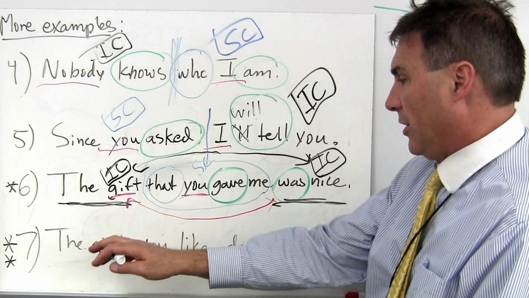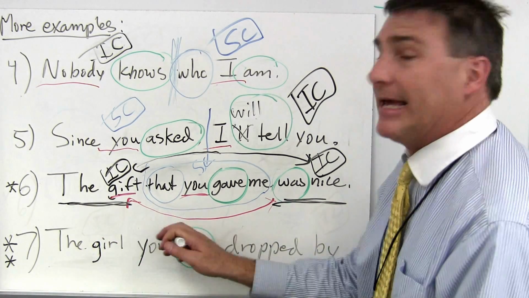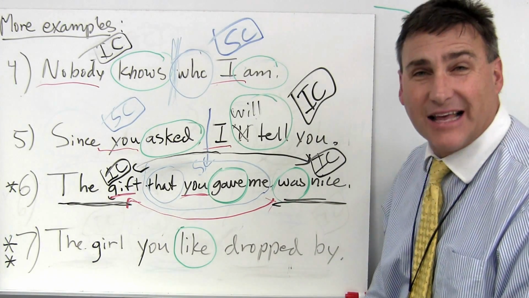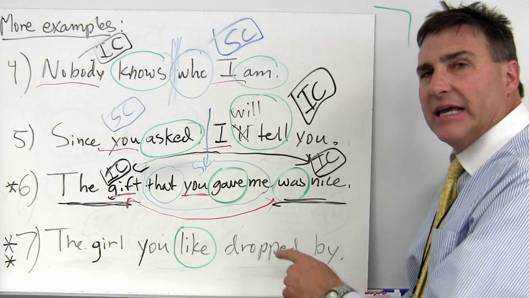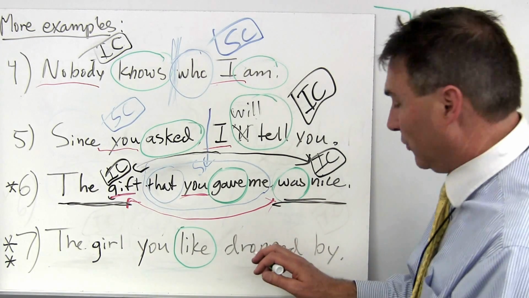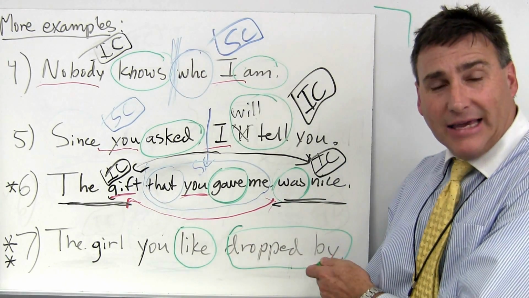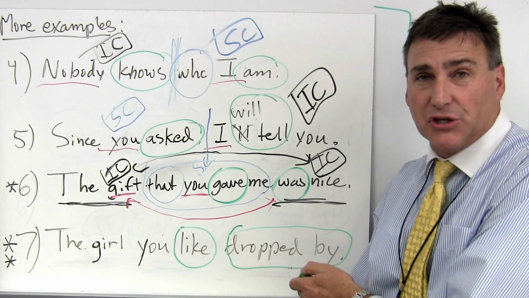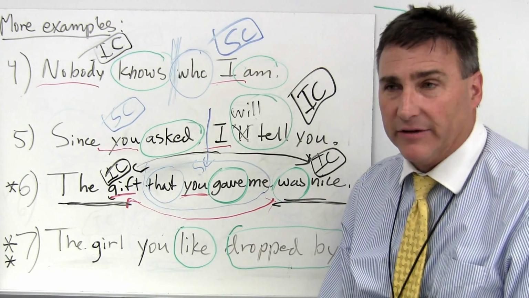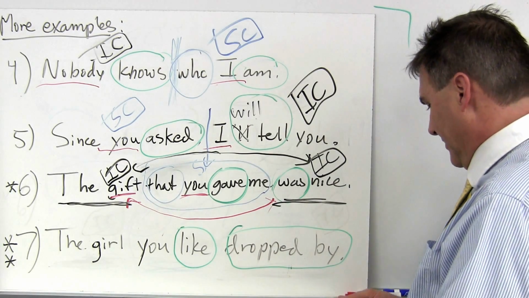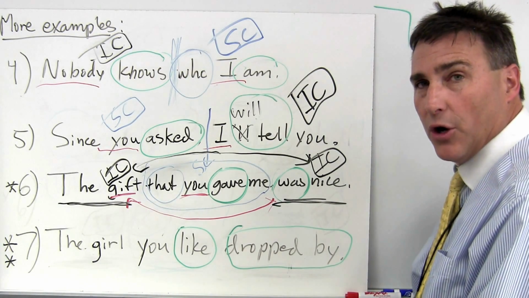Okay. The girl you like, isn't that a verb? Sure. Dropped by, isn't that a verb? It really is. It's a verb phrase. Certainly dropped is a verb. This is really a verb phrase meaning to visit. By is in some cases a preposition, but not here. It's part of a verb phrase. It's like to pick up, to drop by. So there are two verbs. And the confusing thing is they're right in front of each other.